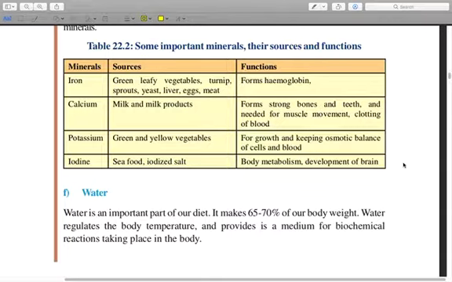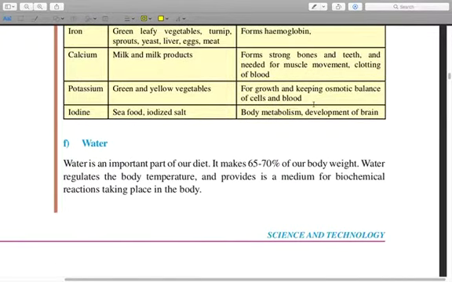a problem. And if the salt concentration is high outside the cell, what happens? The water from the cells moves outside and the cells shrink, so that's also a problem. So they have to maintain a balance. That is what is called osmotic balance of cells and blood. Don't get confused, I just gave an explanation. You just have to remember osmotic balance, and when you say osmotic balance you have to remember what I said.